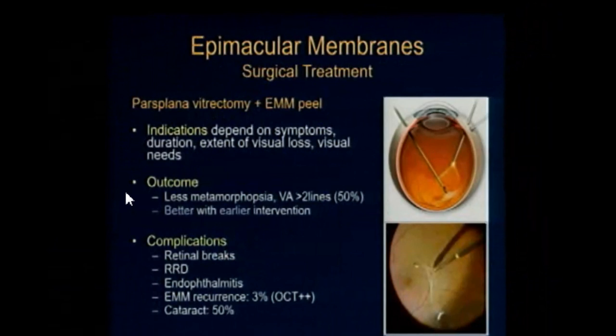What is the treatment? Surgical. I'm not going to go too much into detail, just for the sake of time. You will indicate this every time the membrane is symptomatic and there is good potential. By OCT, you find that the retina underneath has relatively good potential. Patients will have less metamorphopsia, and most patients will improve their vision.